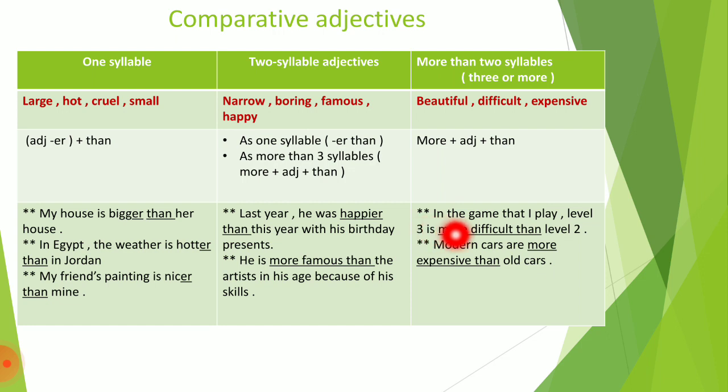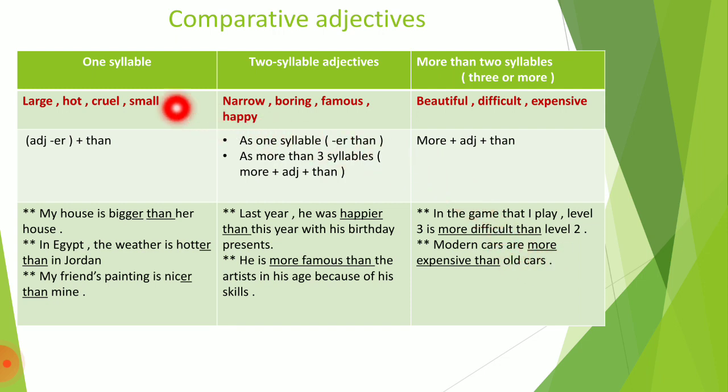Let's take an example miss. In the game that I play, level 3 is more difficult than level 2. فهون كان عندي مقارنة بين level 3 and level 2 and we said that level 3 is more difficult than بمعنى إنه أصعب. We also have modern cars are more expensive than old cars. وهنا عندي comparison أو مقارنة بين ال modern cars and the old cars. And we said that the modern ones are more expensive than أكثر غلاء من السيارات القديمة.